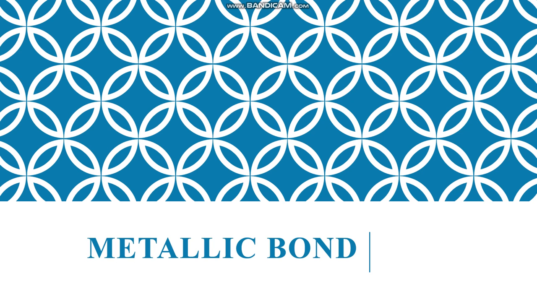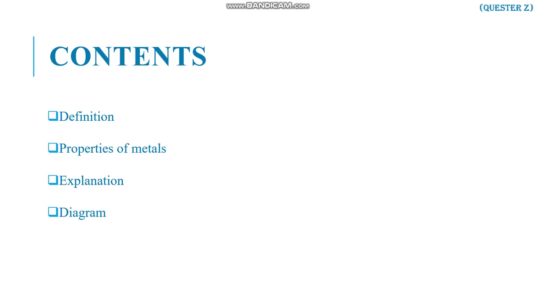We are discussing the metallic bond today. What are the contents of today's lecture: the definition of what a metallic bond is, the properties of metals, the complete explanation of the metallic bond, as well as I will discuss the diagram.